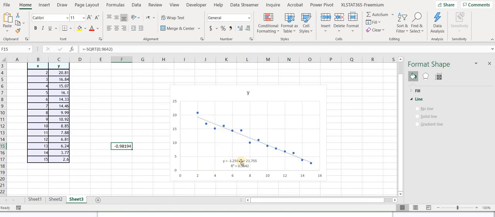Again, for this method, you will need to think about whether it's negative or positive. So this is not the best method to find the R, the correlation coefficient, but it's a good method to find the regression line.